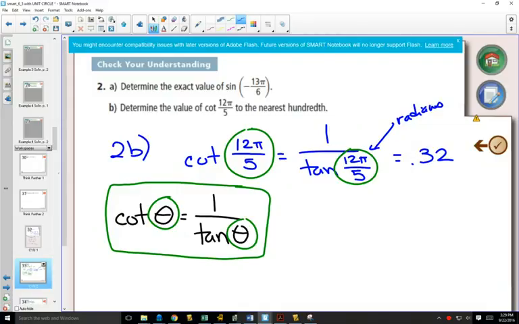So if the angle is given in radians, then we need to put our calculator in radians. And then we need to type it in. And it was a cotangent one, so we had to change it to 1 over tangent, type it into our calculator, and get the answer. Questions you can do for this one are 6 and 11.